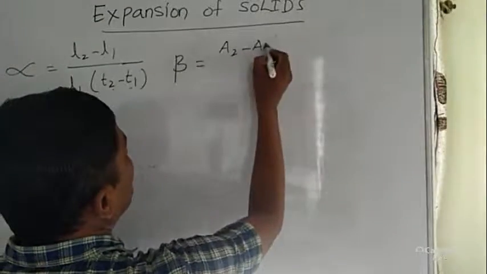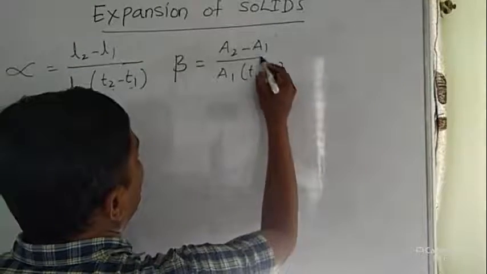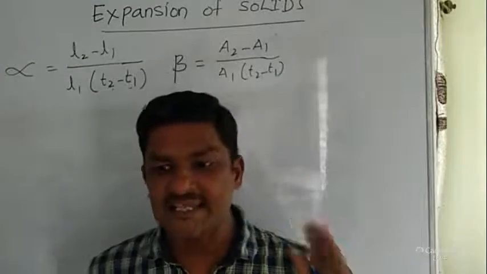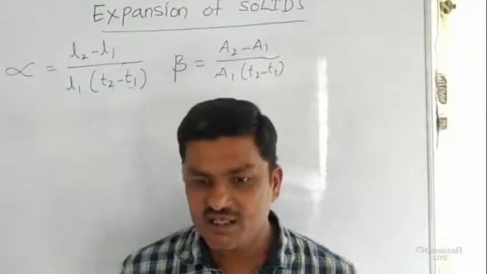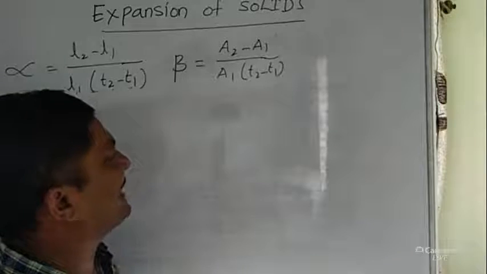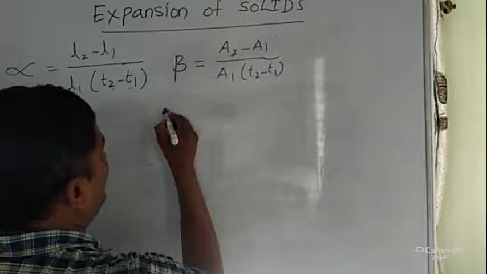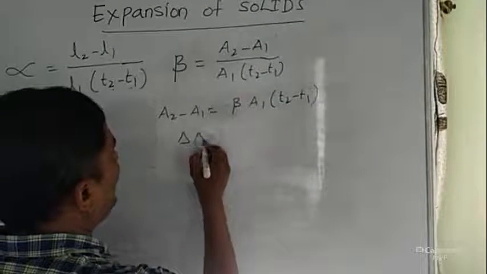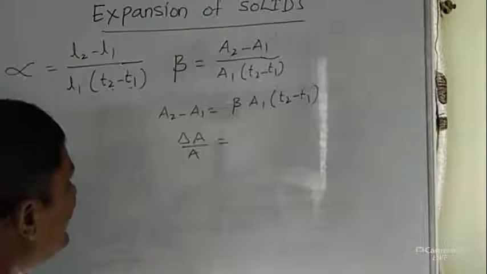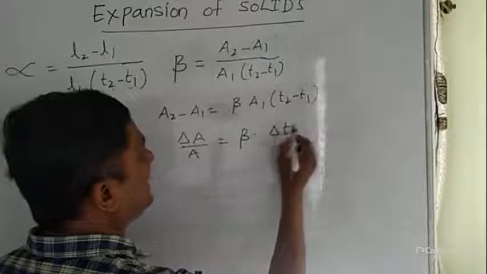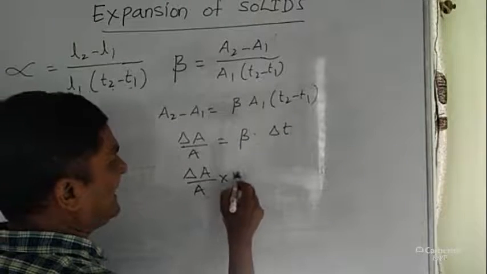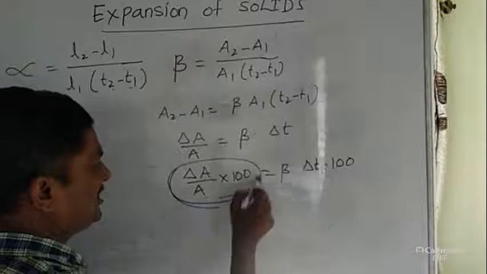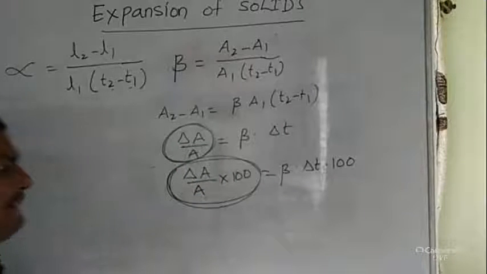Beta equal to A2 minus A1 by A1 into T2 minus T1. Here A1 is initial area, A2 is final area, T1 is initial temperature and T2 is final temperature, and here A2 minus A1 can be written as beta into A1 into T2 minus T1, or delta A by A is fractional change in area. Fractional change in area equal to beta into delta T, and percentage change in area delta A by A into 100 equal to beta into delta T into 100. This is percentage change in area and this is fractional change in area.